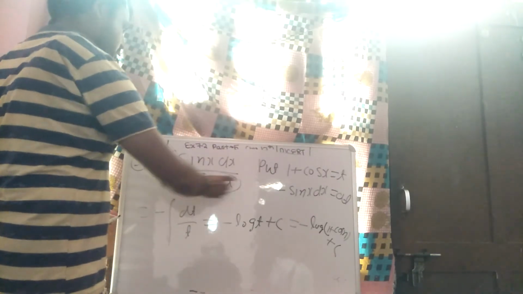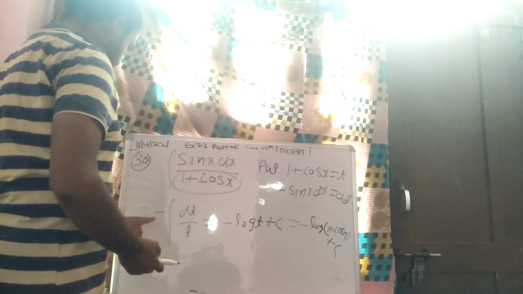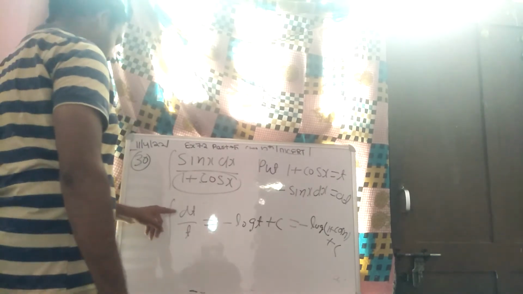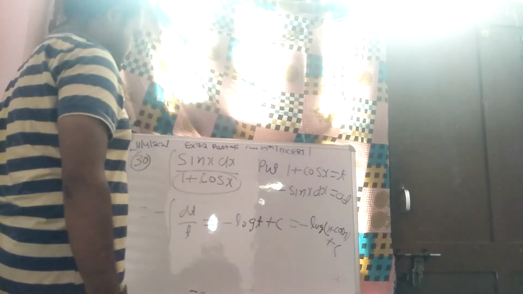We have 1 plus cos x equal to t, so minus sin x into dx equal to dt. We also know that this is minus dt upon t, and the integral is log t. So minus log t plus c, and we also substitute the value of t, minus log of 1 plus cos x plus c. C is a constant. We have to add it in every question. Okay, next.